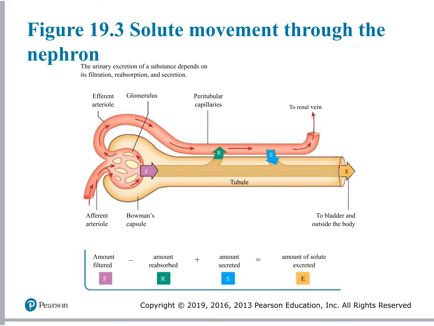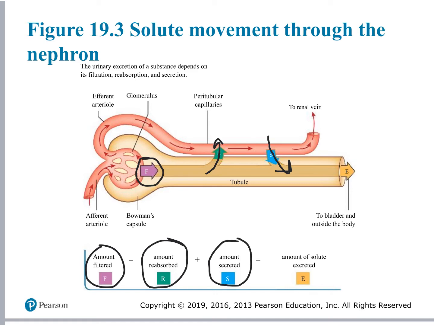Now this is a simplified view of what we just looked at, the process of filtration that occurs right here between the glomerulus and the renal corpuscle, and then reabsorption, the direction going into the internal environment from external environment, secretion going from the external environment into the internal environment. And then we have this little formula down here. You take the amount filtered and you subtract the amount reabsorbed, and you add back in the amount secreted, and that will give the total amount of solute that has been excreted.